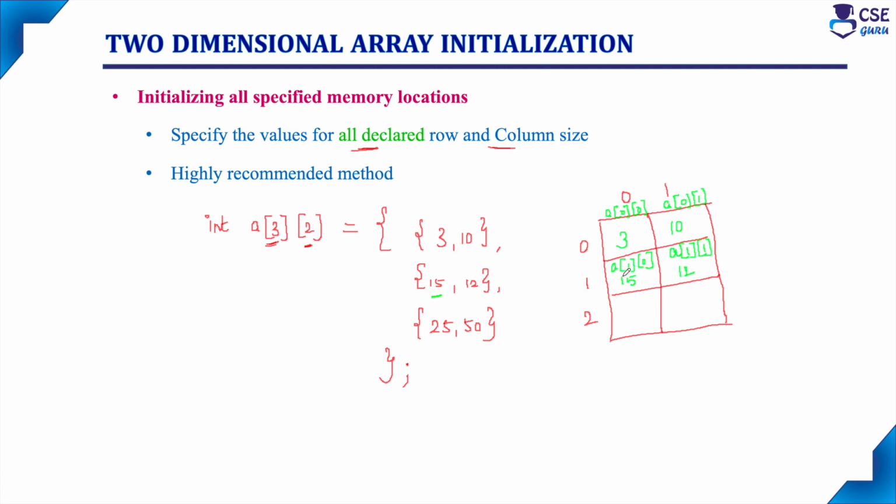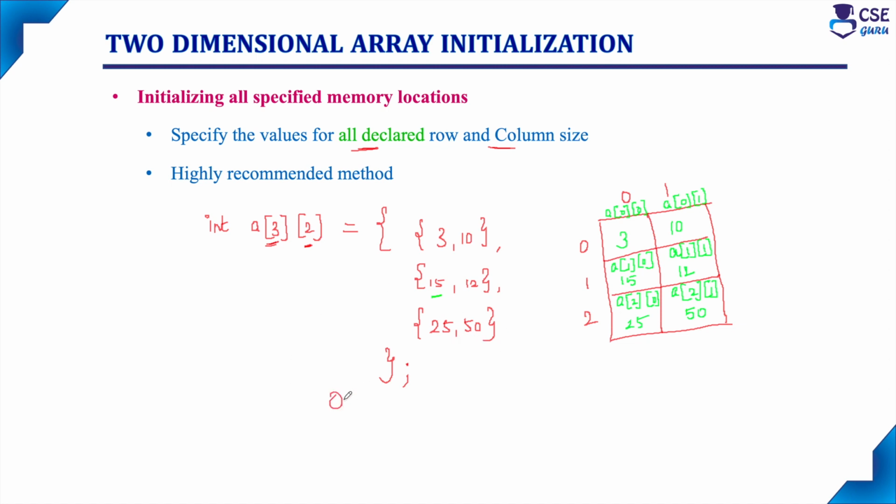Here, for clarity, I am specifying the array index, but actually the values only will be stored here. This is a of 2, 0, the column indexes, and this is a of 2, 1. Here the values 25 and 50 will be stored. So this is like a tabular fashion. Row-wise and column-wise values will be stored in tabular fashion. So this is one way to initialize all specified memory locations.